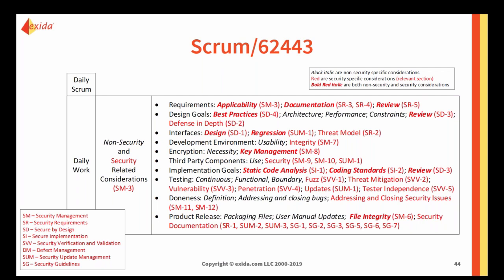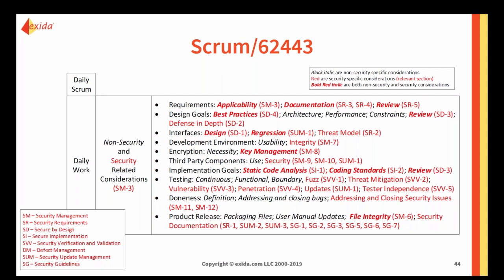62443 requires certain band function lists and so forth and so on that you may not actually have, but your static code now has to take that into account. We need coding standards, even if you were just kind of ad hocing them. Now you need to actually get some of those written down. Same thing with reviews. Testing, we still do the continuous, the functional, the boundary, but now we have to actually do fuzz testing. Fuzz testing is putting in junk into various inputs and seeing what happens.